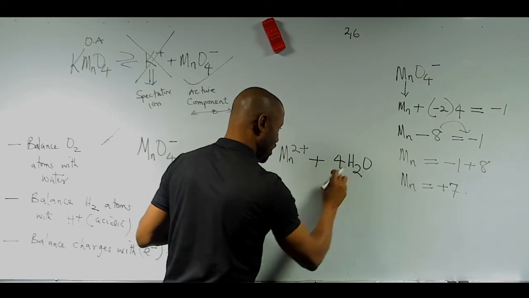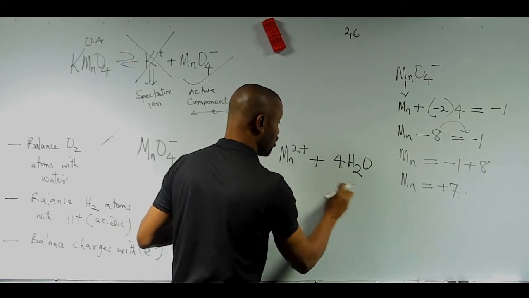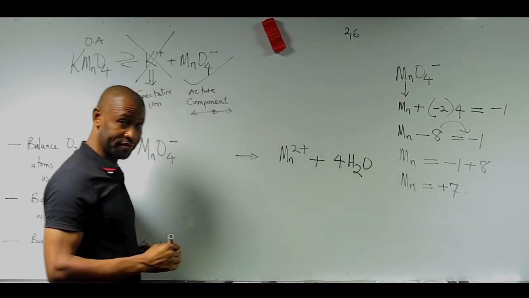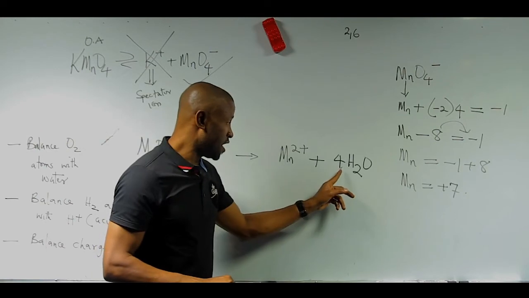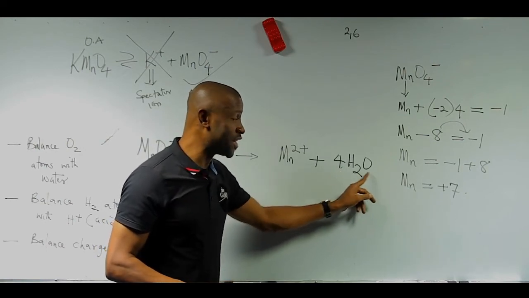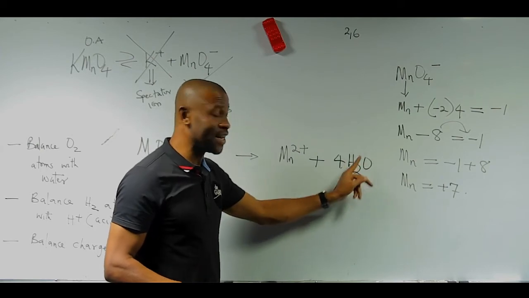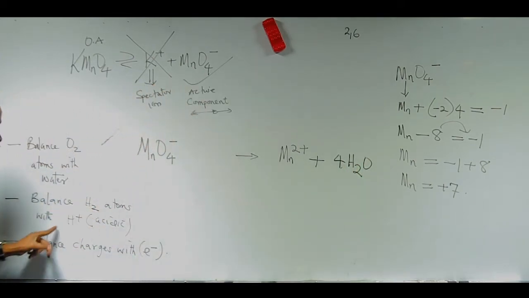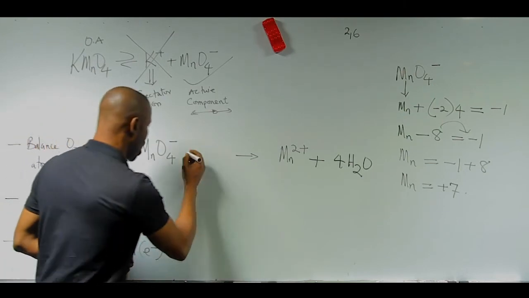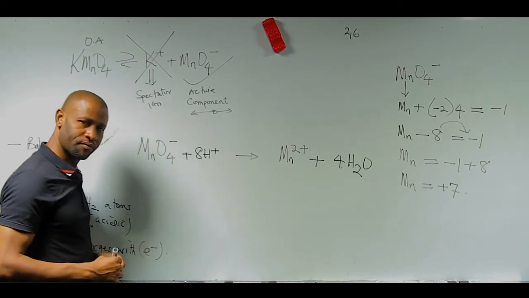This is water. If you bring in 4 molecules of water, you have brought in 4 atoms of oxygen. But something has also happened. Water contains hydrogen and oxygen. If I balance oxygen by bringing in water, I have also created hydrogen atoms, and the rule says balance hydrogen atoms with hydrogen ions. So I will come to this place and put 8 hydrogen ions.